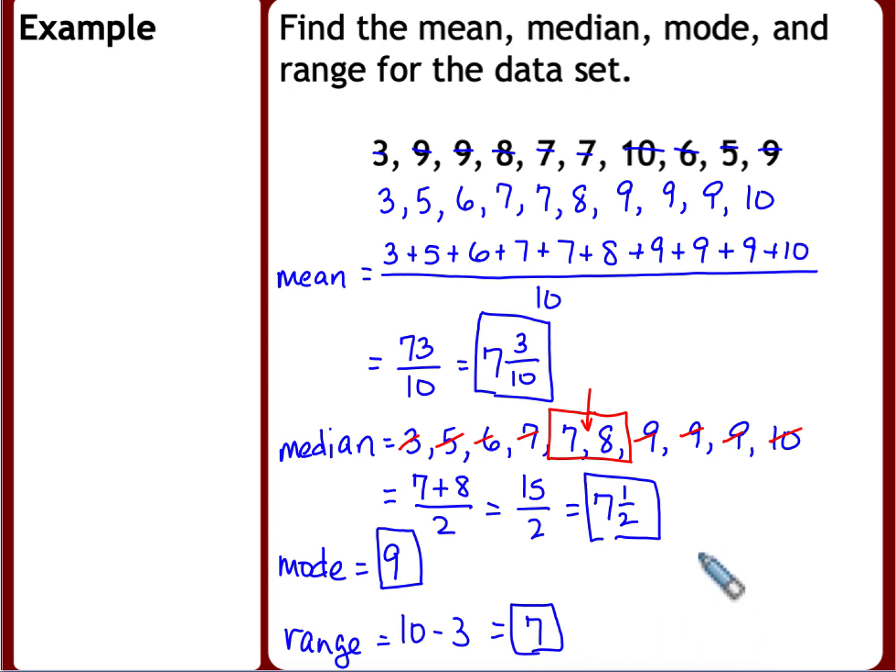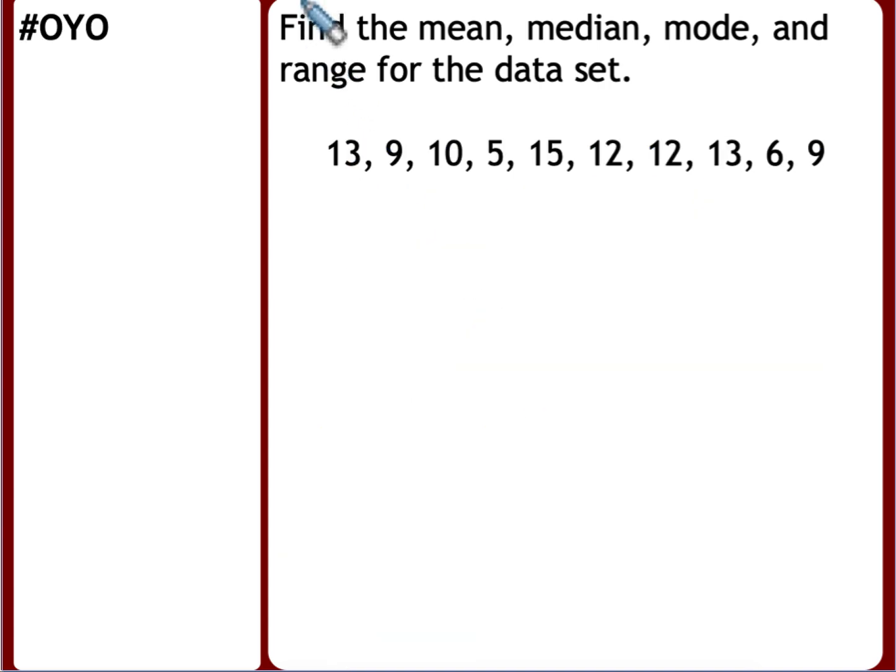All right, so why don't you go ahead and try this one on your own. Again, there are 10 pieces of data here, 10 data values. So you should end up, when you're doing your median, with two numbers in the middle, and then find the average of those two middles for the median.